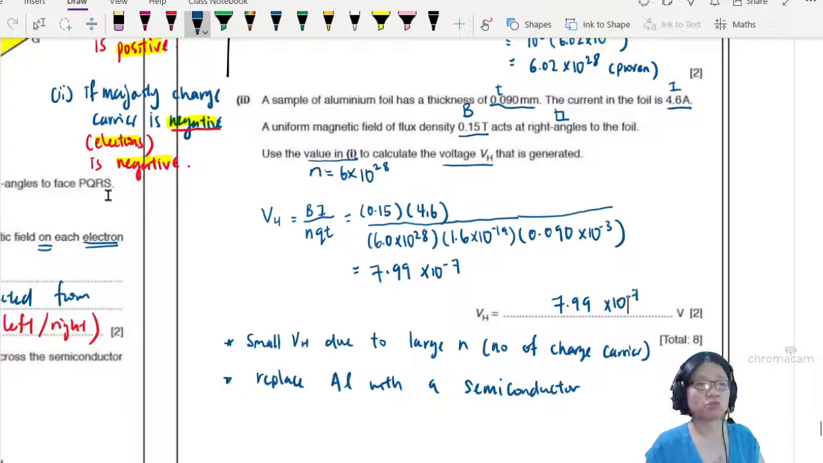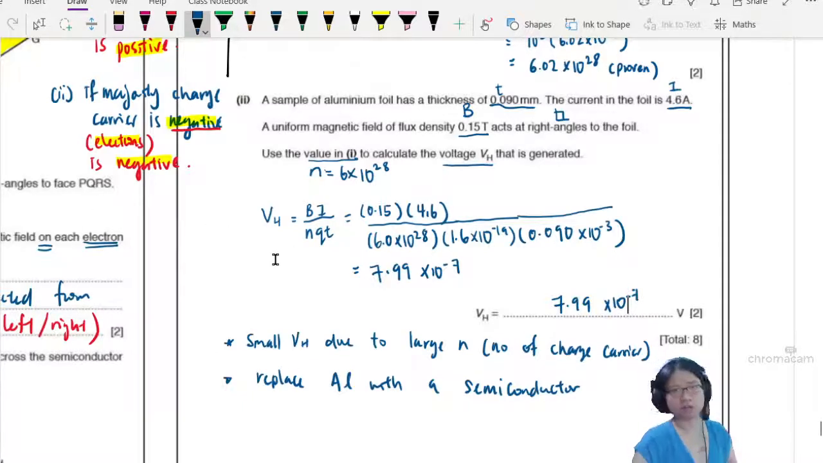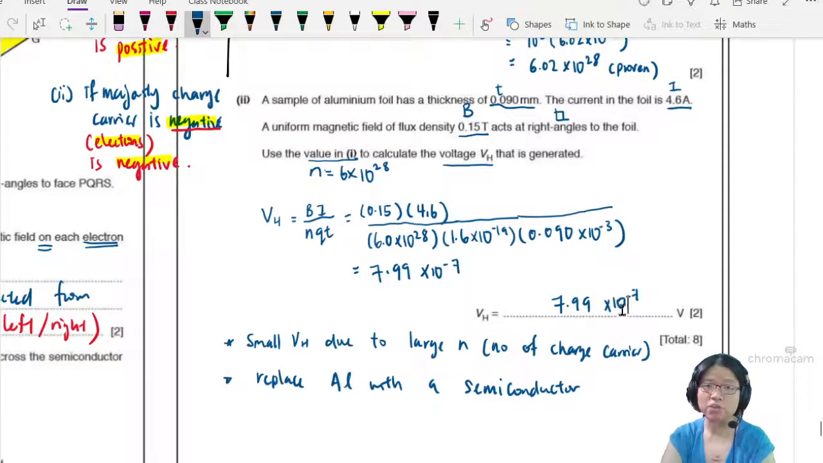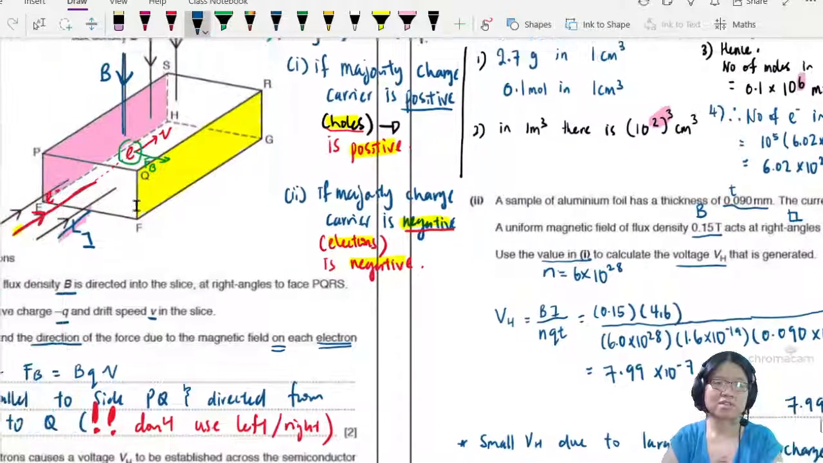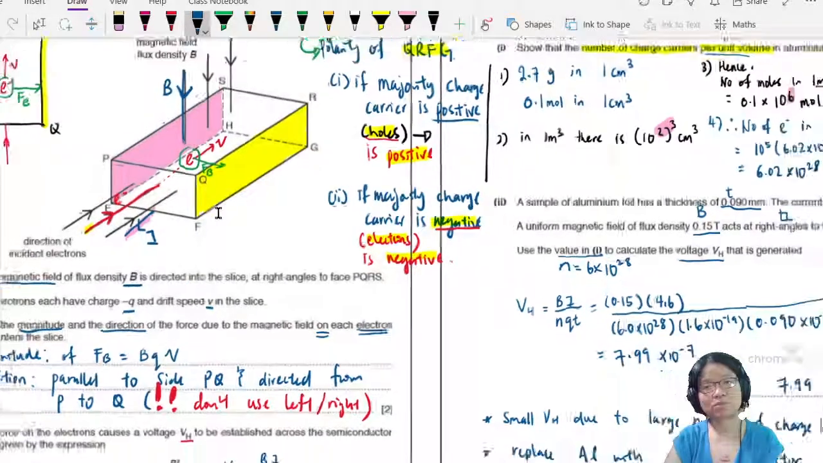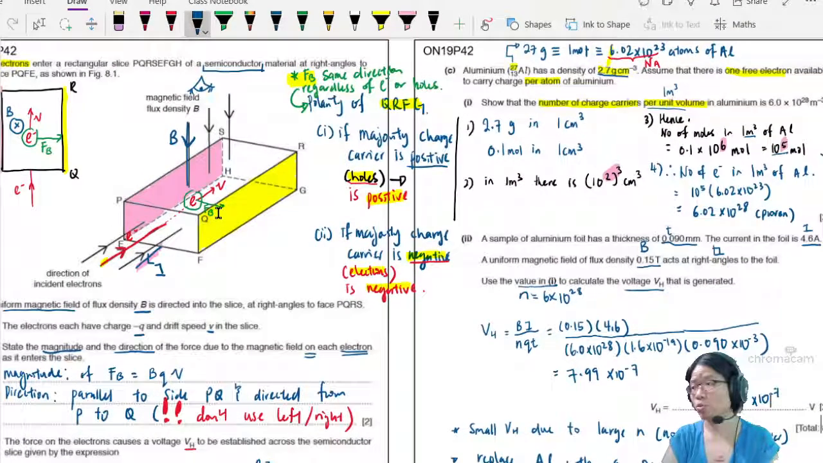So even if you don't really understand the whole thing, or you are still struggling with the concept, the calculation part should be okay. But here I'm also explaining to you why VH is very small. Because instead of using a semiconductor, you have used a conductor, which has a lot of charge carriers. If I have a lot of charge carriers, very quickly there will be equilibrium here already. The FE build-up is fast, so they will cancel out quickly. For more on that, you can go and watch the video.